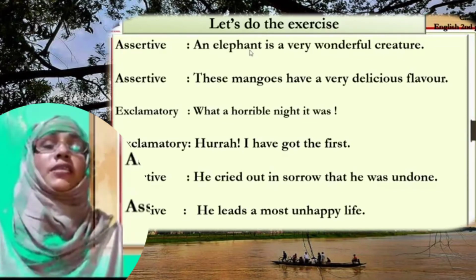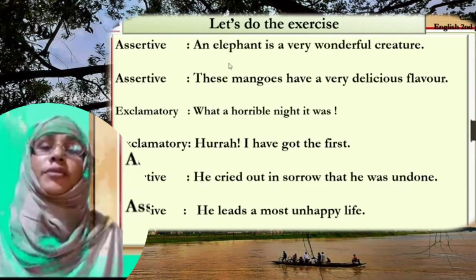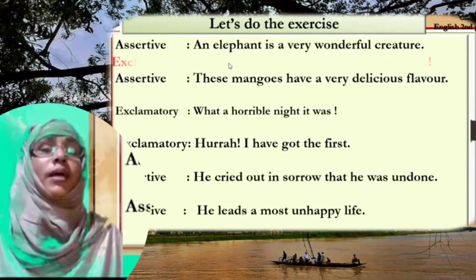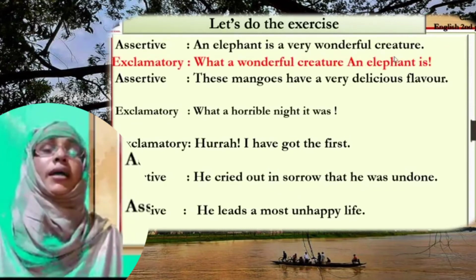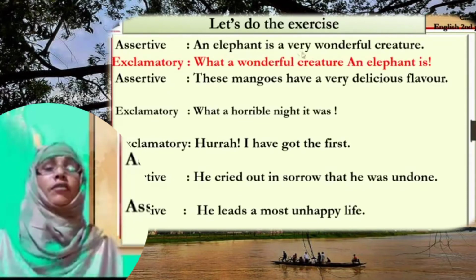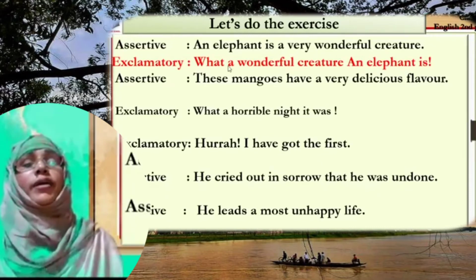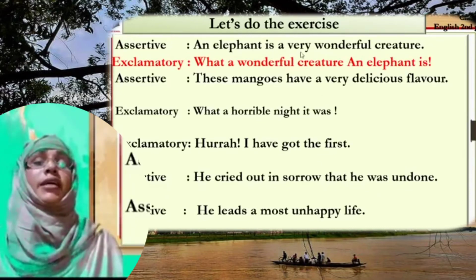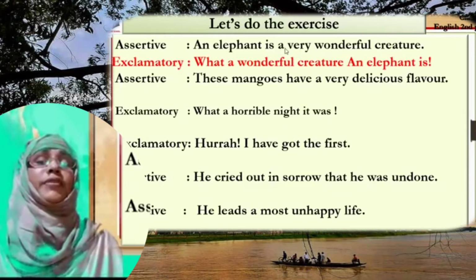An elephant is a very wonderful creature. What will be the exclamatory sentence? What a wonderful creature an elephant is. Here A will be a capital letter. What an wonderful creature. Why does it start with what? Because a is available before very.